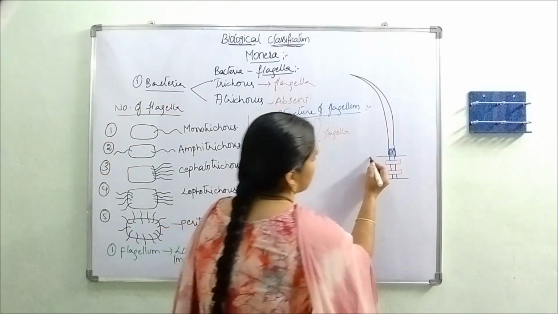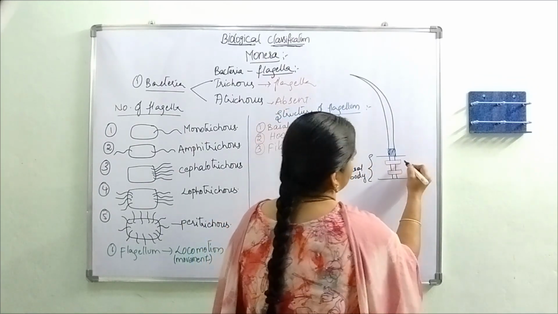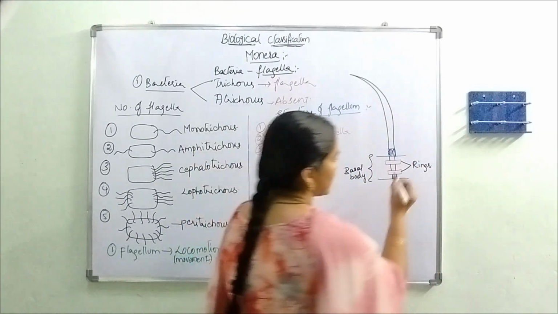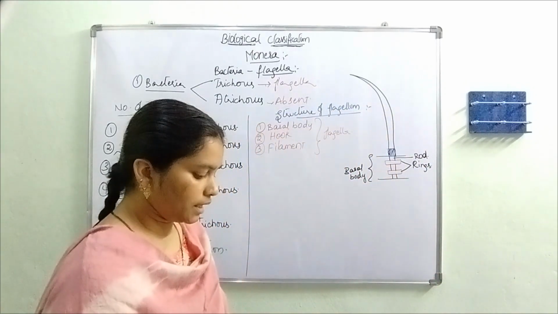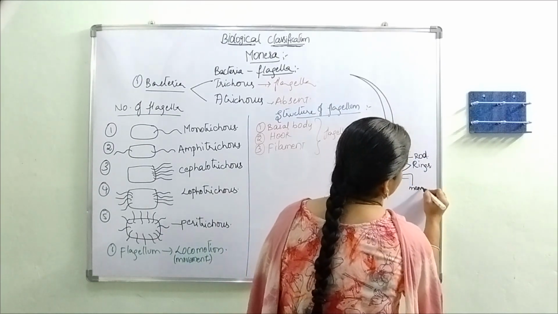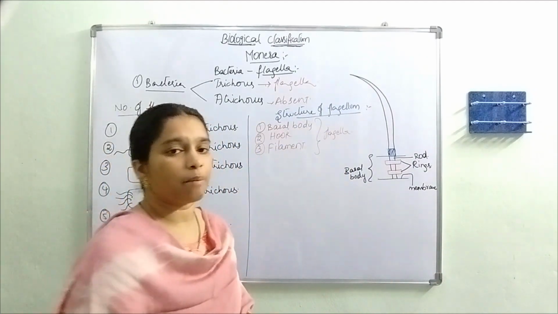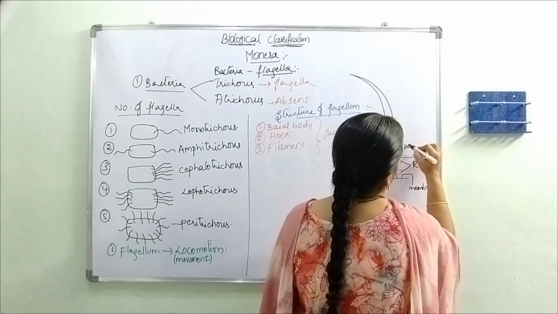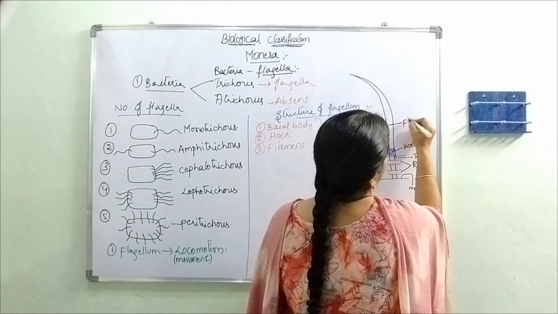This is the basal body. These are rings. The basal body is made up of rings, and this one is a rod, which is the support for the rings, and this is the membrane, and this flagellum is embedded in the plasma membrane of the bacteria. And now this is the hook, and this long whip-like structure is called the filament.